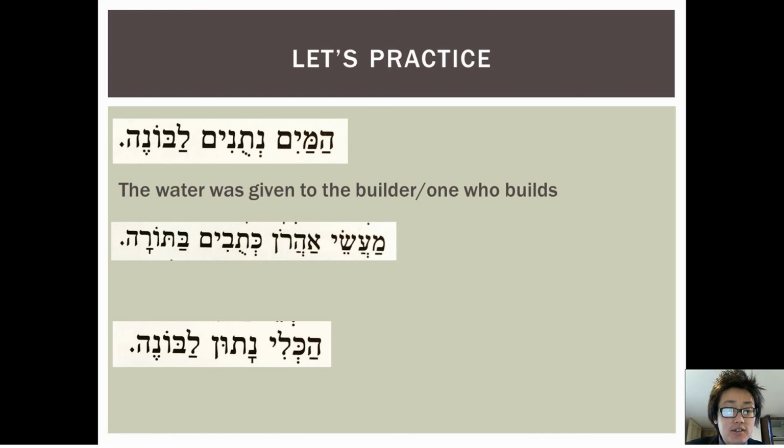Now this sentence is very nice because it allows us to compare and contrast the passive participle here, netunim, with its u sound between the second and third radical, and the active participle here, boneh, which has its holam between the first and the second radical. So this is a helpful sentence on that level. The water is given to the builder, or to the one who builds.